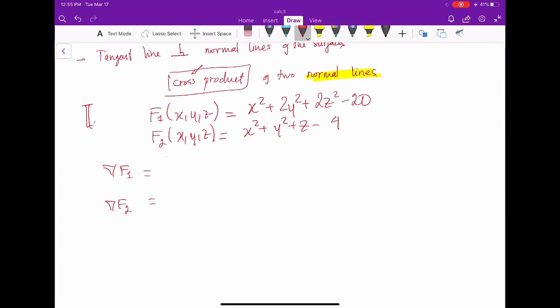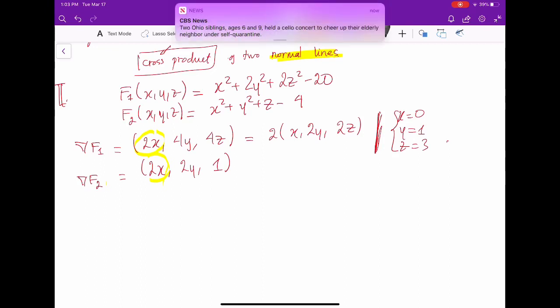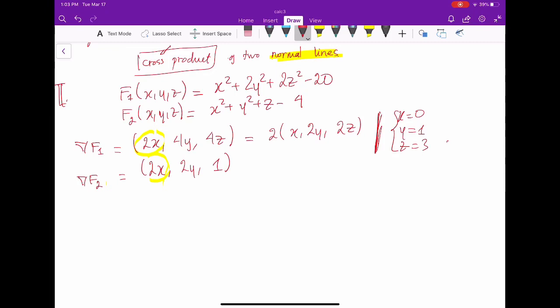So I will differentiate partially with respect to x, y, and z. I have 2x in here, I have 4y in here, and then I have 4z in here. Or I can write in short just 2 times x, 2y, and then 2z. The gradient of f2 is 2x, 2y, and 1. All right, so we already have the gradients of these two functions, and now we just plug x, y, and z into these two gradients to find the vectors.